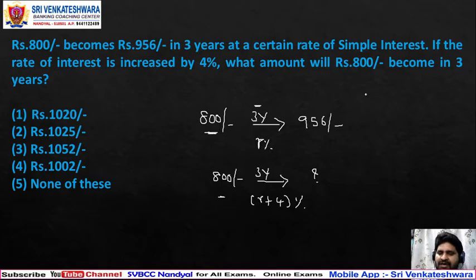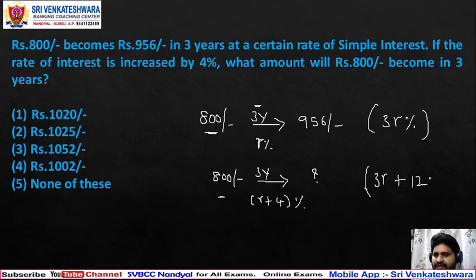That means, look, I'll write the rate of interest here for 3 years. Each year if it is r, in 3 years we will pay 3r%. In this case, for 3 years, each year r plus 4, we will pay 3 into r, 3r, plus 3 fours are 12. We will pay 3r plus 12%. So here we'll pay 3r%. Here we'll pay 3r plus 12%.